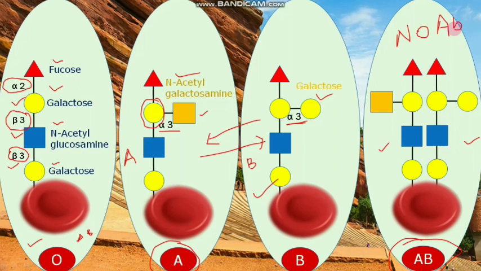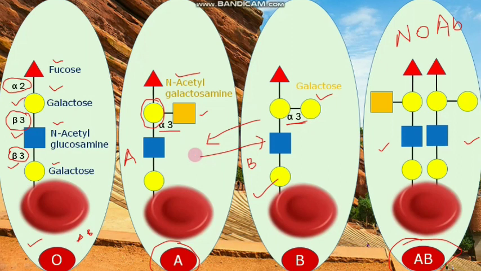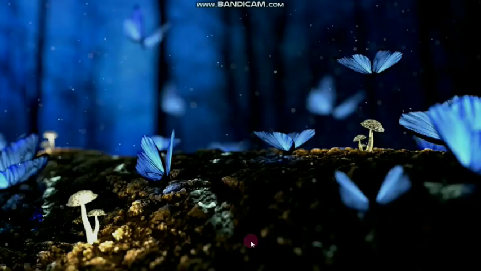It is due to this fact that the O blood group individual is known as the universal donor, and the AB blood group individual is known as the universal acceptor. If they receive blood from any A individual, it will not create any problem, because the A antigen is already present in the individual, and antibody will be produced only against foreign antigens. That is why O is known as the universal donor, and AB is known as the universal acceptor.